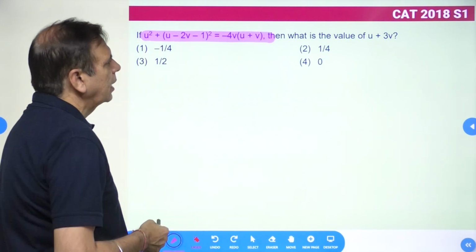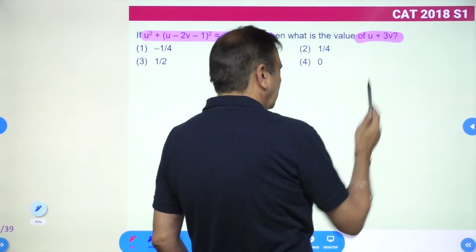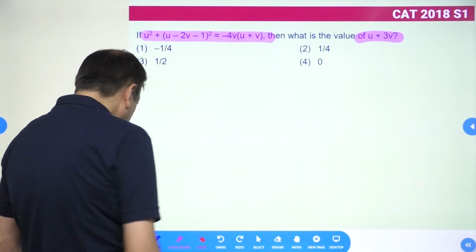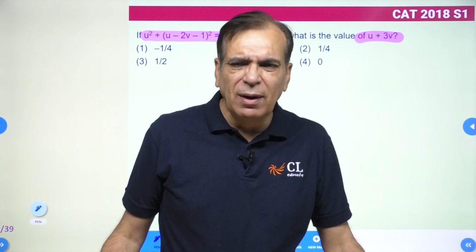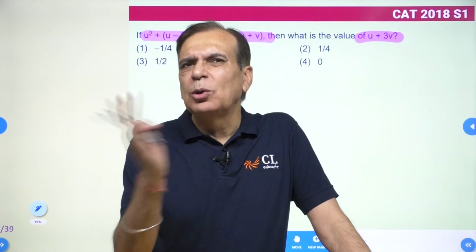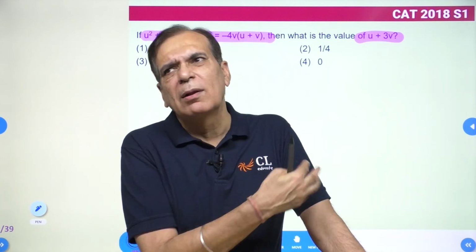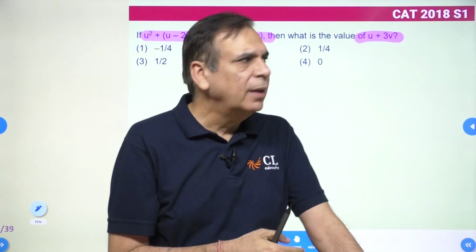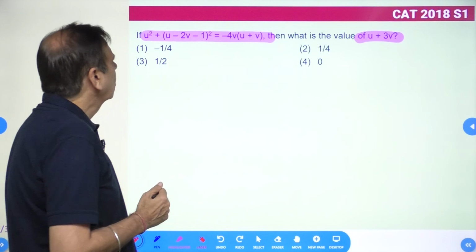If this equation is there, what is the value of u plus 3v? Now these are questions which are painful for me. Why are they painful? I hate working with such questions. I find it difficult to rearrange, but most of such questions are about rearrangement. Okay, I'll explain why. Look at this equation.